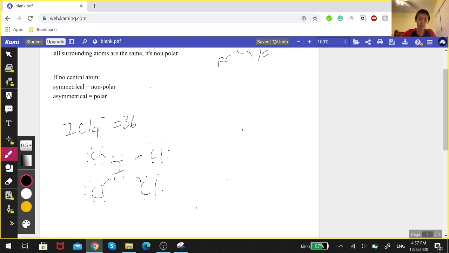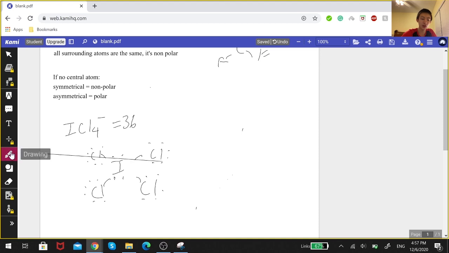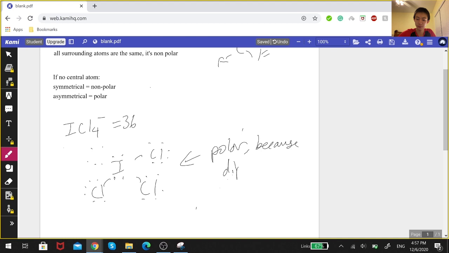So now there's two lone pairs. That means although all the surrounding elements are the same, there are 2 lone pairs, and this means it's polar because the dipoles do not cancel.